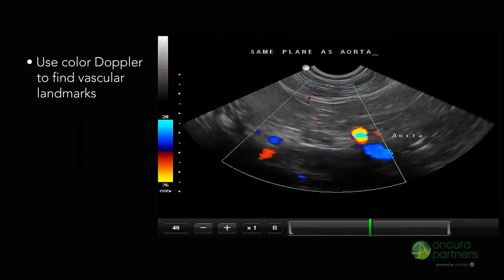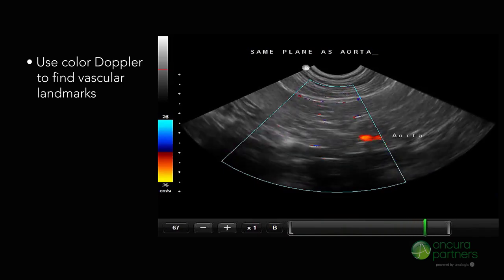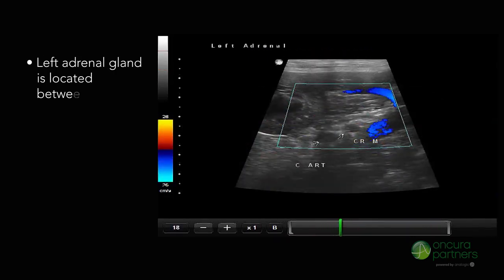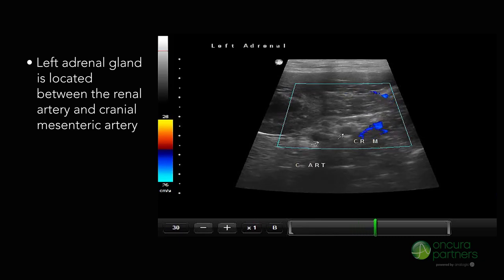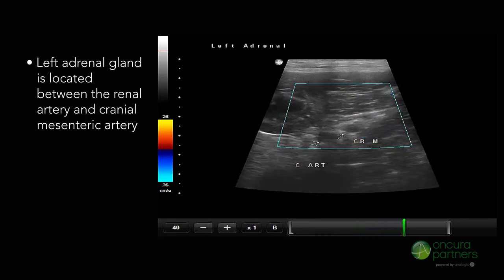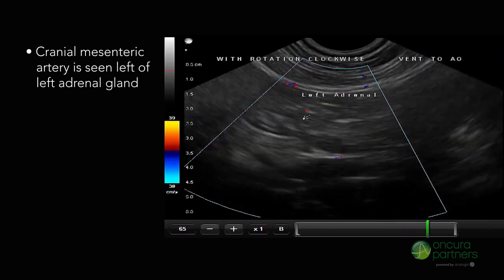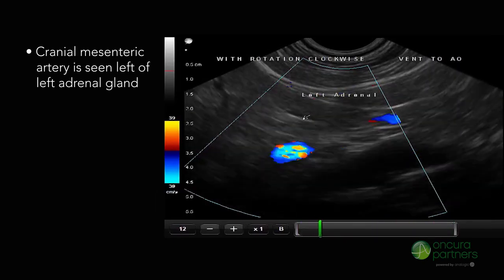Use Doppler to localize the vessels entering the aorta, specifically the left renal artery. The left adrenal gland lives between the renal artery and cranial mesenteric artery. The cranial mesenteric artery can be seen cranial to the left adrenal gland.